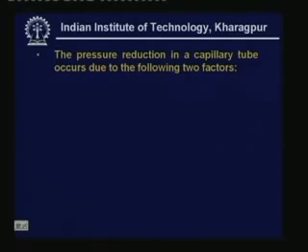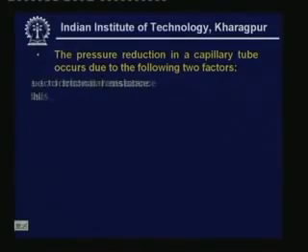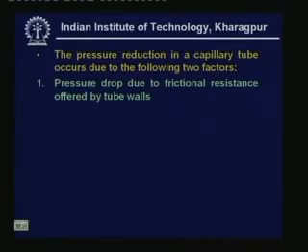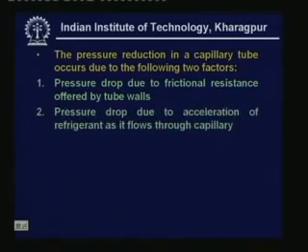Now the pressure reduction in a capillary tube occurs due to the following 2 factors. Capillary tube is an expansion device, so obviously pressure reduction should take place across the capillary tube. So how does the pressure reduction take place in a capillary tube? That is what I am going to explain. There are 2 factors which cause pressure reduction. The first one is the pressure drop due to frictional resistance offered by tube walls. And the second factor is pressure drop due to acceleration of refrigerant as it flows through the capillary.